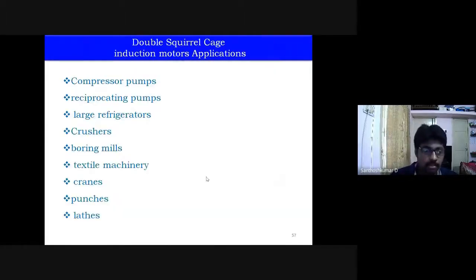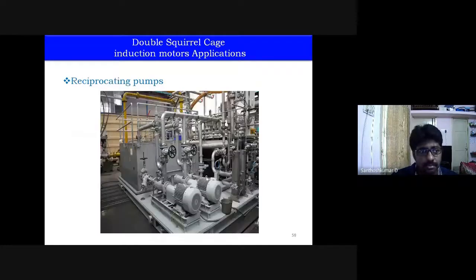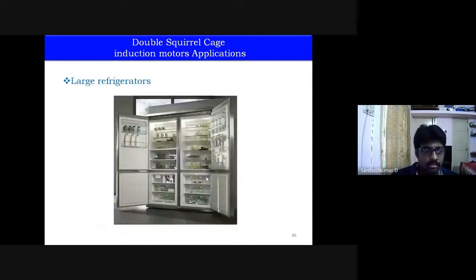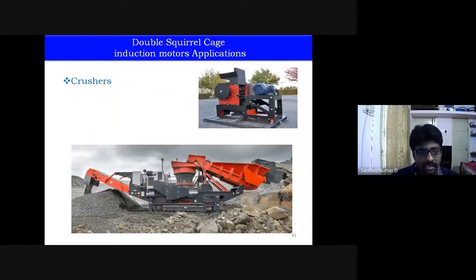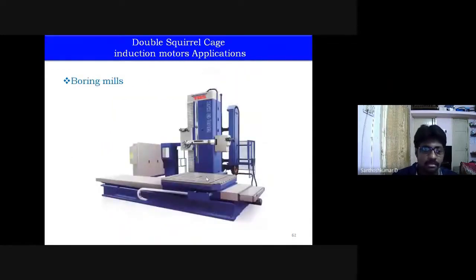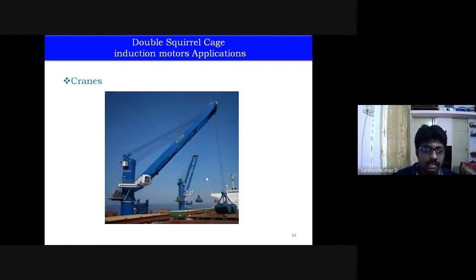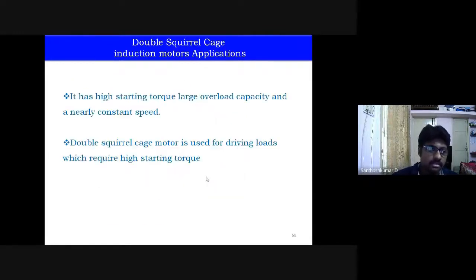Next, coming under double squirrel cage: compressors, pumps, reciprocating pumps, refrigerators, crushers, boring mills, textile machineries, cranes, punches, lathes. So these are the pumps, reciprocating pumps, refrigerators, large refrigerators, crushers, boring mills, textile machineries, cranes, punches, and many others. Okay, where high starting torque applications are needed, there we will use the double squirrel cage induction motor.